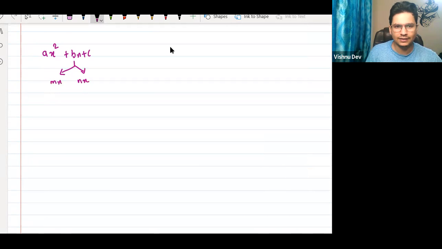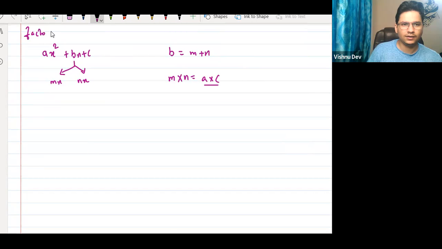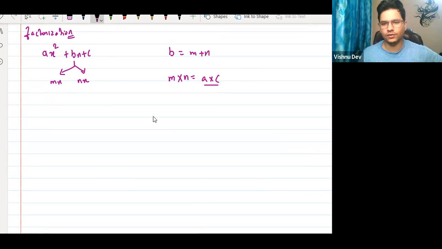We should split b in two terms, m plus n, such that the product m into n should be equal to a into c. Everyone note it down. If you have not written it, note it down. The lecture on this is also uploaded on the website, so you can go through it if you want to revise.